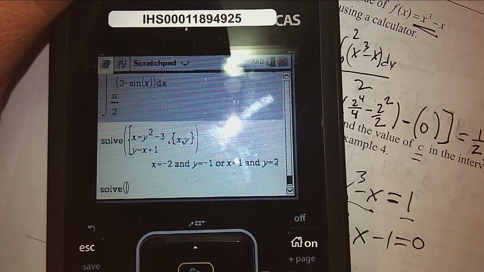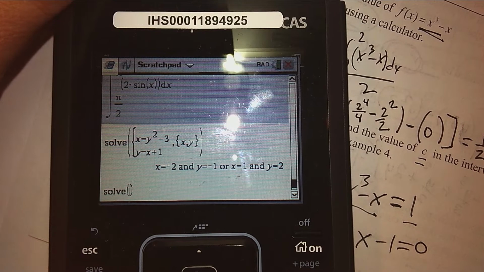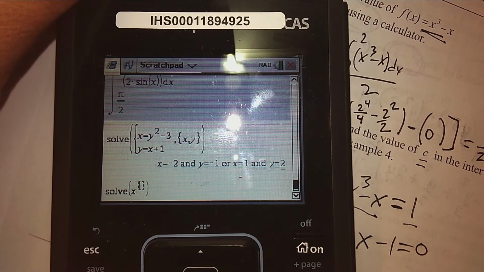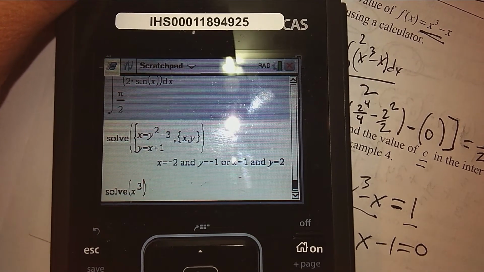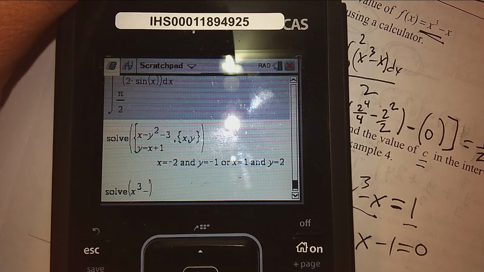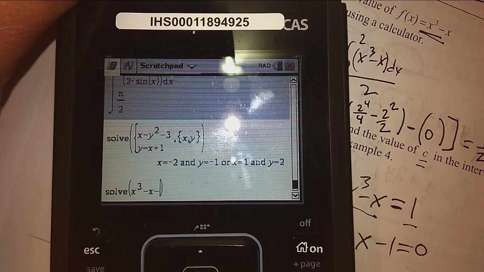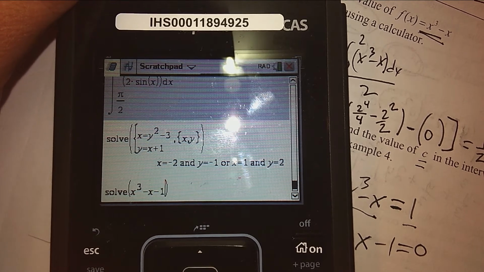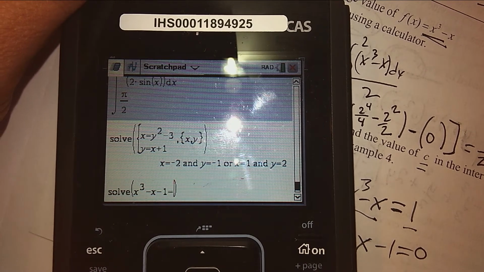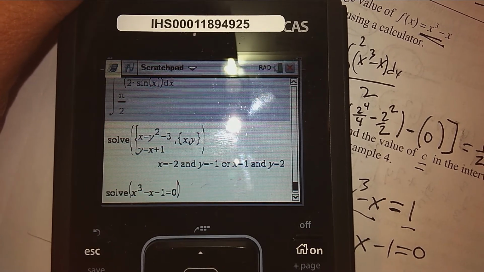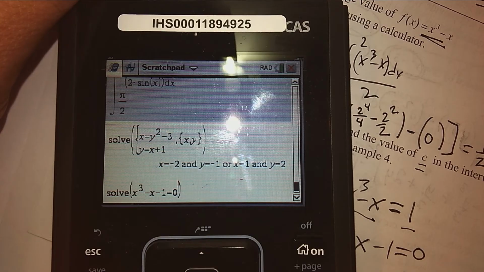That's 1. And then what am I going to type in? X cubed, move the cursor, subtract x, subtract 1. Now that's not enough. We got to make it equal to 0. Still not enough. Comma. Remember the comma is underneath the pi. It's way down here in the bottom left.